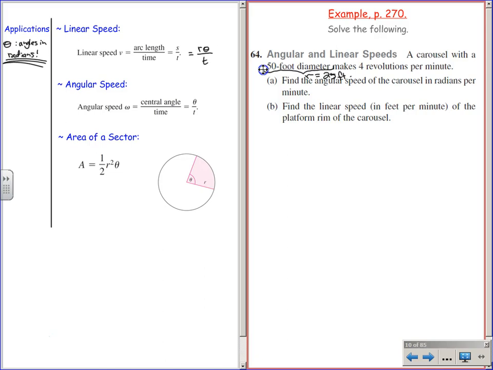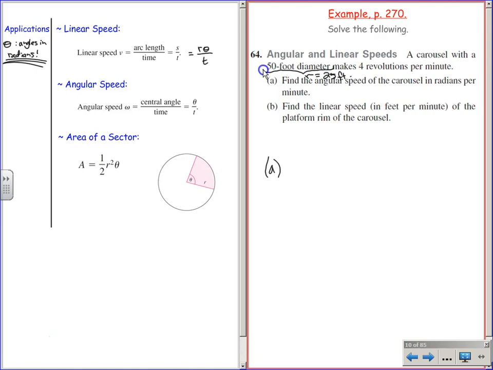Now hold on. Letter A asks for angular speed, which needs to be based on angles. Did we write down anything today that had to relate revolutions to angles? What did we write down today? There was something about revolutions and angles, wasn't it? How many radians equal 1 revolution? 2 pi, right?